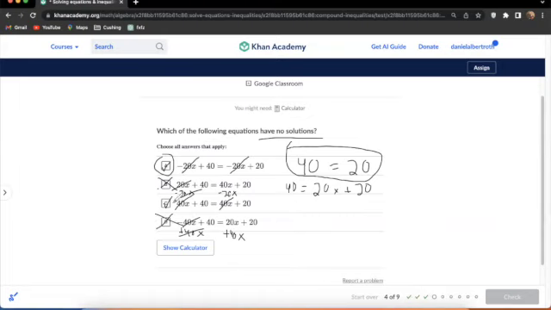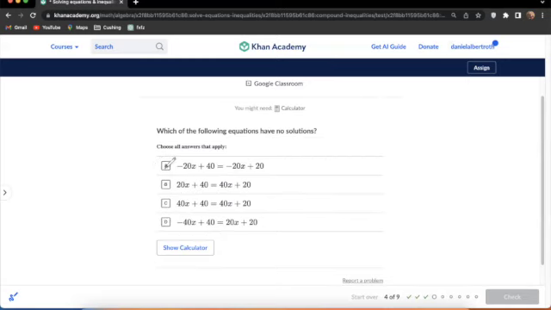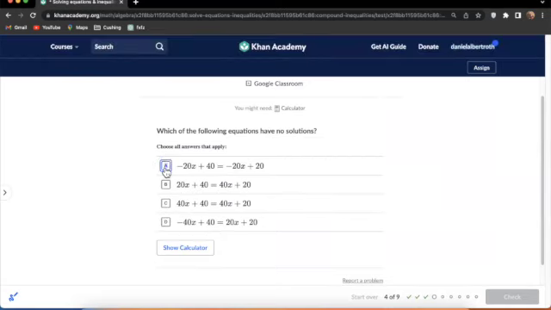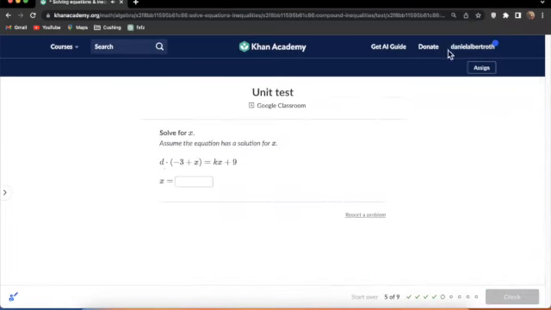So it looks like A and C, when we try to solve those, we're going to be left with a false statement. That means there's no solution. So I'm going to clear everything here. Looks like A and C. Very nice.